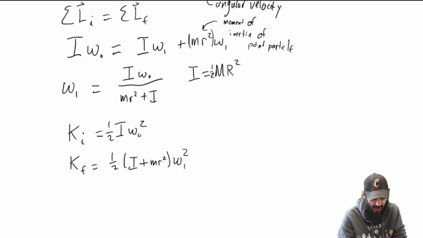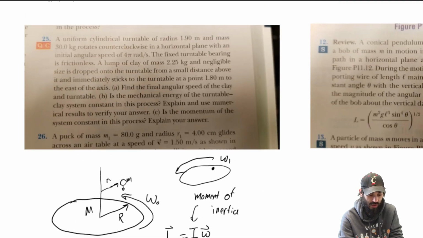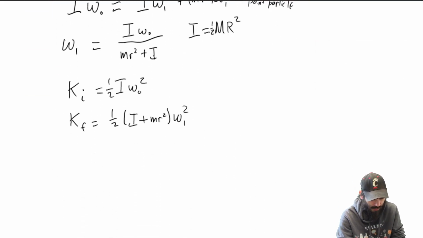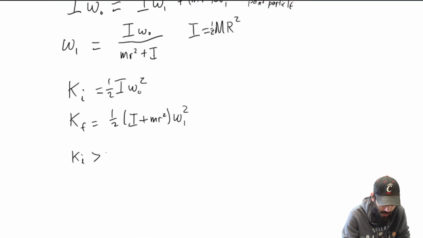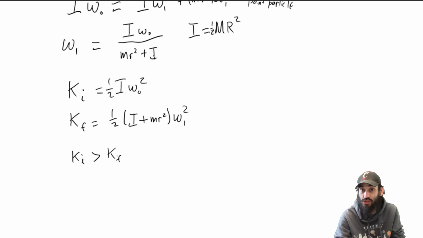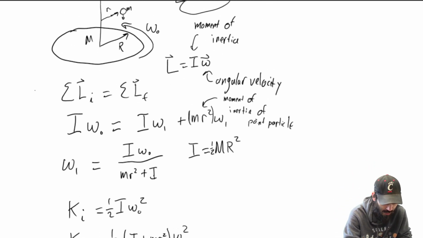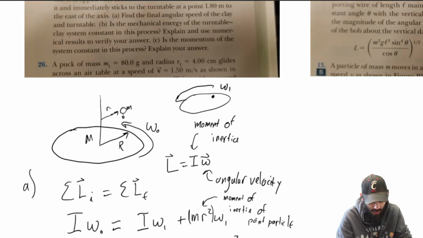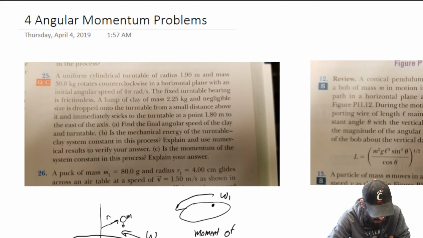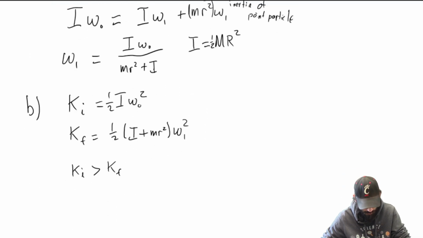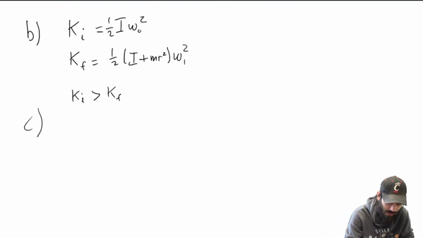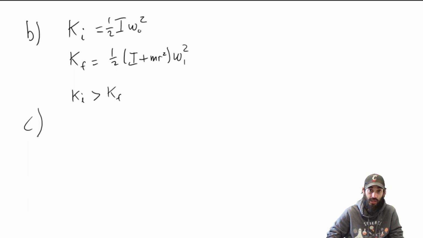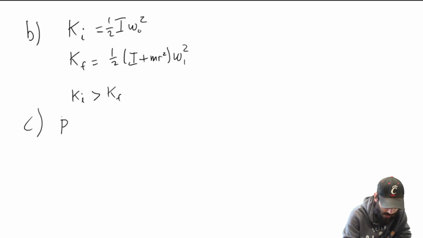Okay. Now, if I calculate this with the values that they gave us here, what we would end up finding is that Ki is greater than Kf. So it loses kinetic energy in this process. So let's call this part A. Let's call this part B. Okay. And for part C, is momentum of the system constant in this process? Well, the question should kind of specify what's meant by momentum. I'm going to assume here that they mean linear momentum, because we had to use a conservation of angular momentum. So the P vector is not conserved.